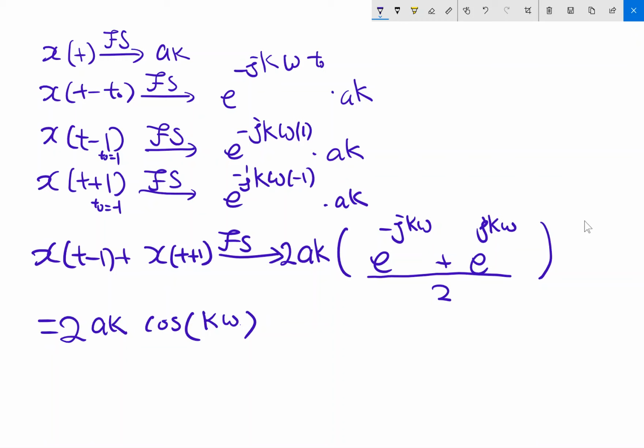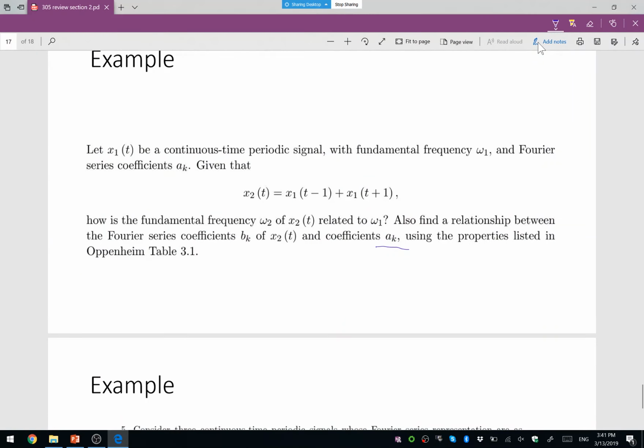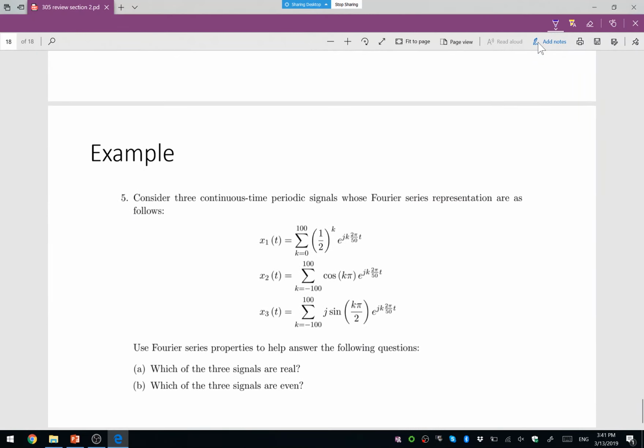Any question about this? You can check these properties on the cheat sheet whenever you need them. Then the next example is still about properties. It's about which signals are real and which signals are even.